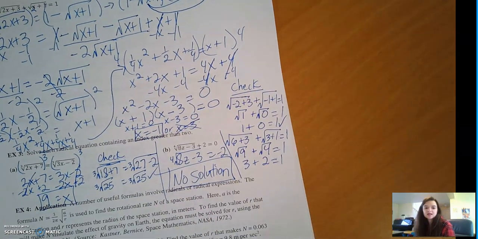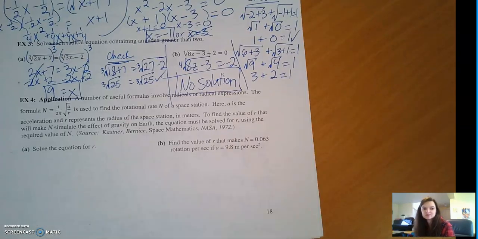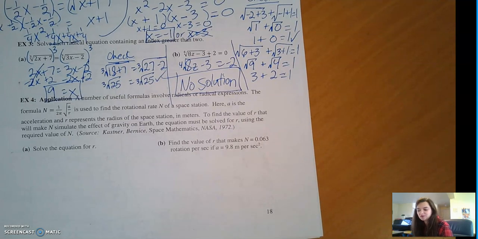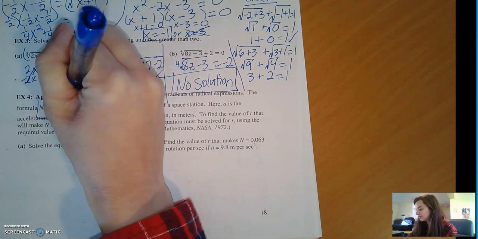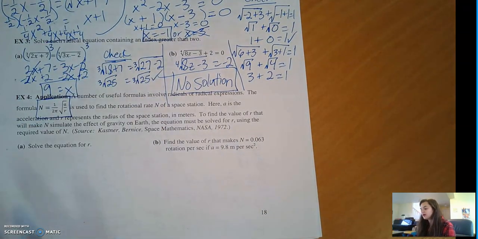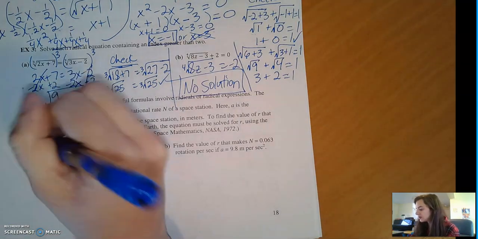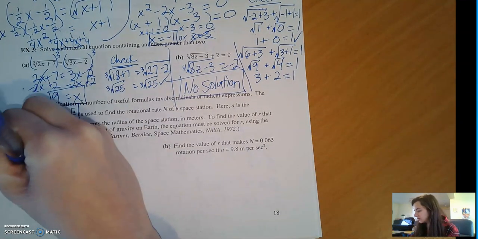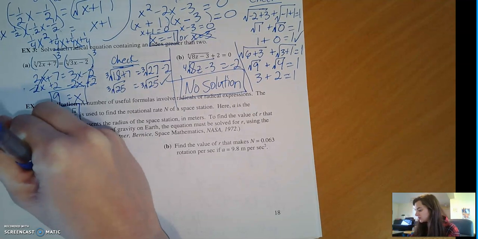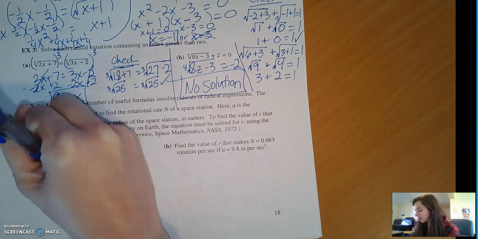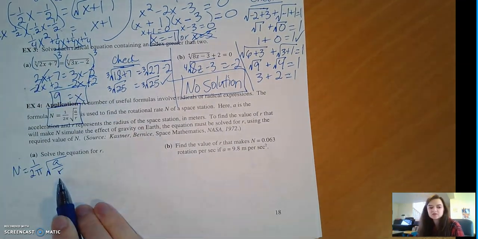Alright, last one is an application problem, and honestly, you guys can read pretty well. The main thing here is, here's your formula that we're using. N equals 1 over 2 pi square root of a over r. Okay? And part A says, can you solve that equation for r? Well, sure, why not? So let's see, we start out with n equals 1 over 2 pi square root of a over r. So I'm trying to get r by itself.